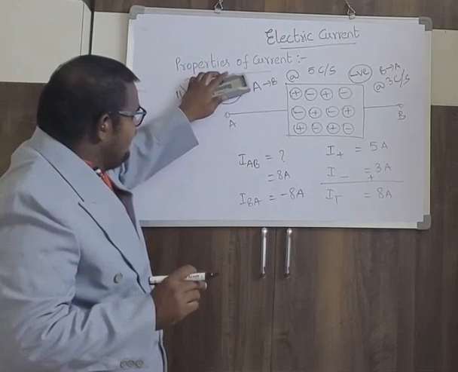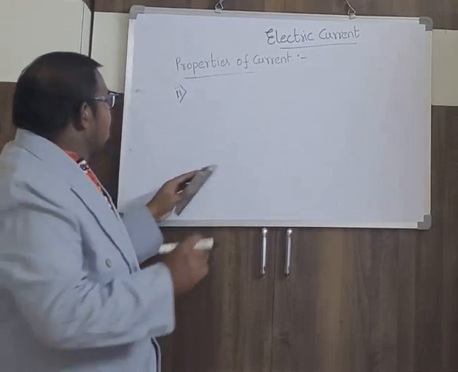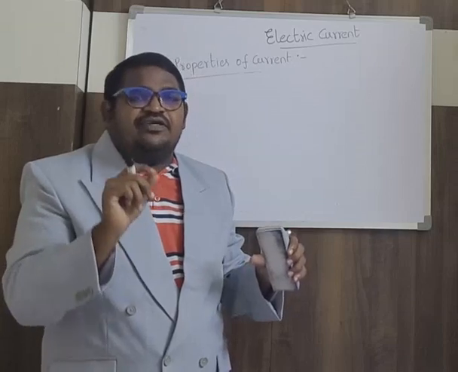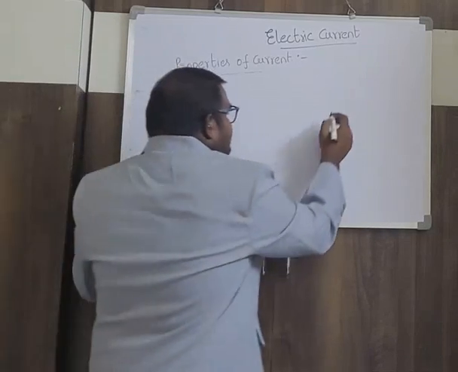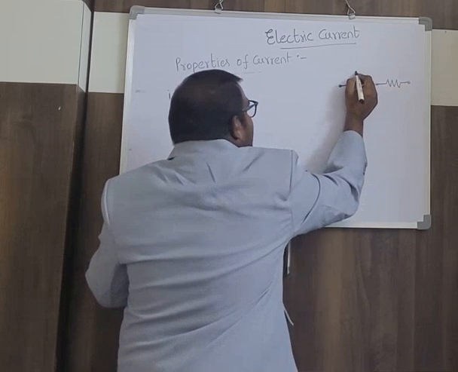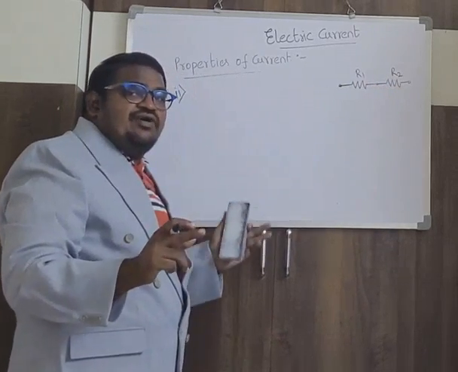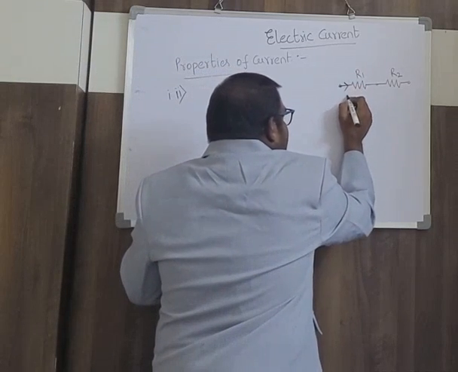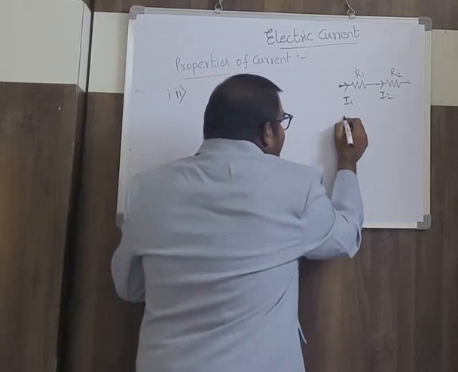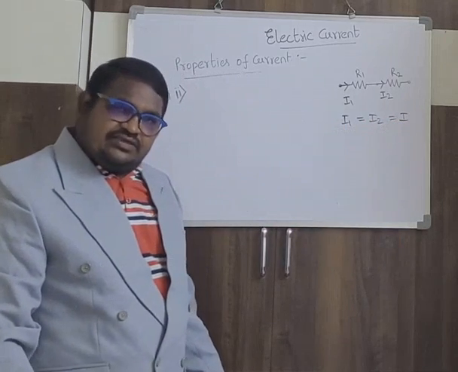Okay, next, third property. When elements are connected in series, the current flowing through each element is the same. For example, I have two elements, element 1 and element 2, connected in series. Let me assume these two are resistors of resistances R1 and R2. The current flowing through R1 is I1, and through R2 is I2. We can say I1 must be equal to I2, some value I.